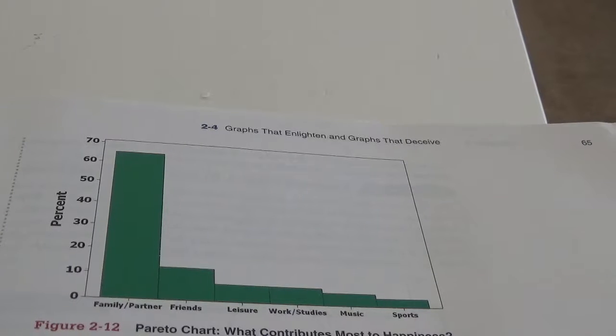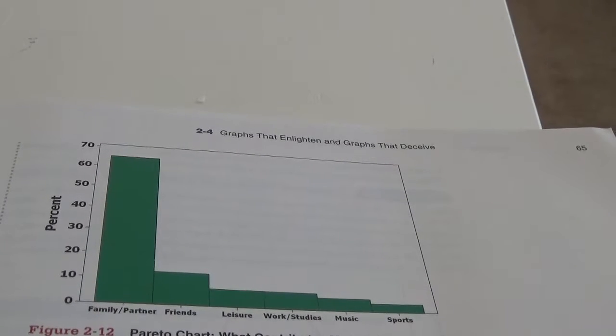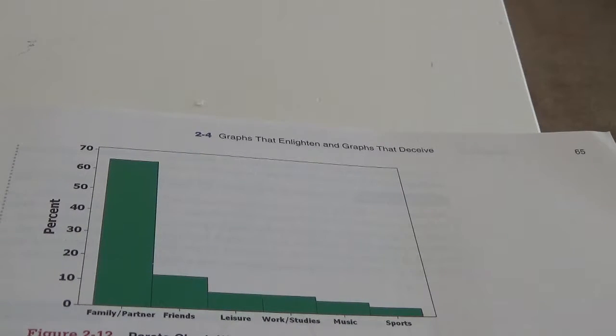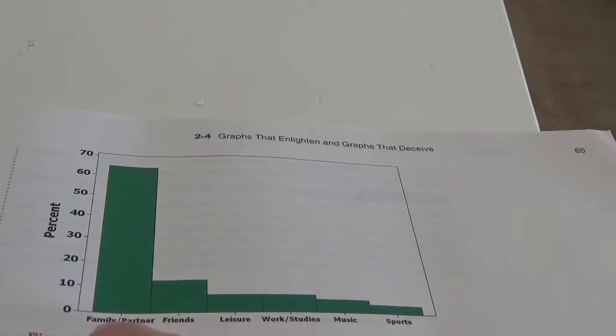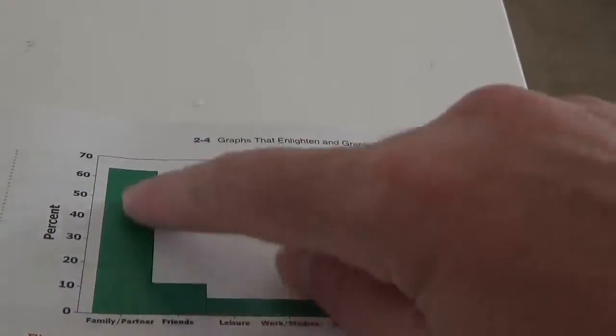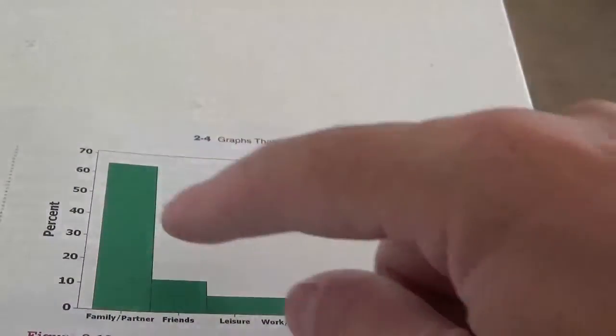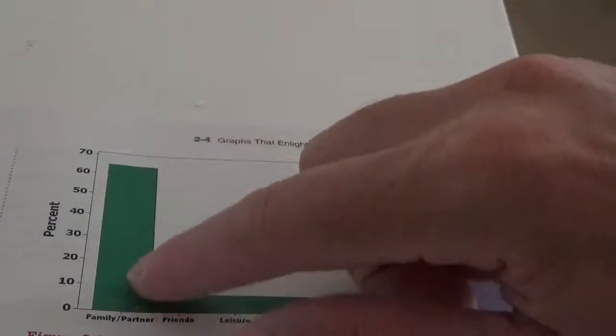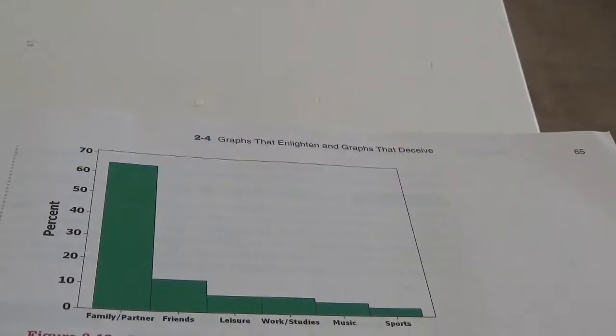Pareto charts are bars arranged in descending order according to frequency to draw attention to more important categories. In looking at this, it says family slash partner. You can see that's what you're drawing attention to, and it's in decreasing order, largest and then decreasing like that. So what contributes most to happiness? Obviously family is what makes people most happy, and then sports is last.